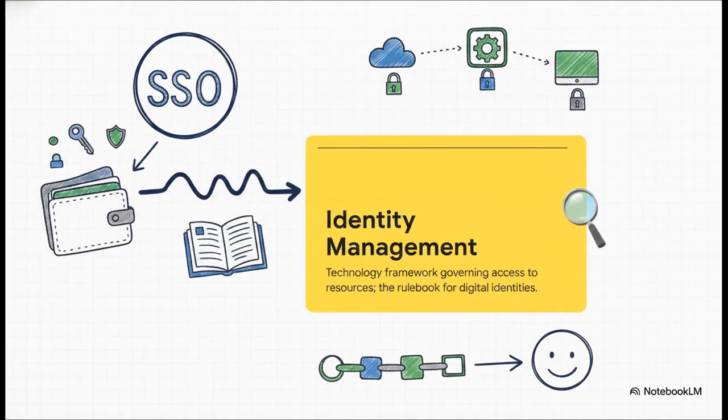Now, to manage all of this, organizations use Identity and Access Management, or IAM for short. This is the technology and policy framework governing access to resources. Actually, it's essentially the main rulebook for digital identities. IAM looks at the attributes in your digital wallet to make access control decisions. It also enables incredibly useful features like single sign-on, or SSO. And let's be honest, SSO is a lifesaver because it dramatically reduces password fatigue by letting you use just one strong set of credentials from multiple apps.